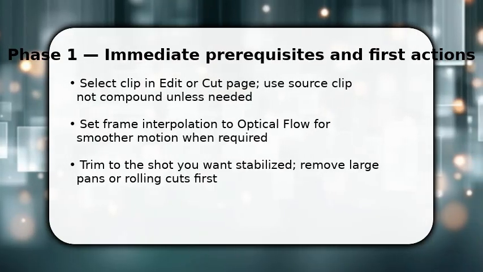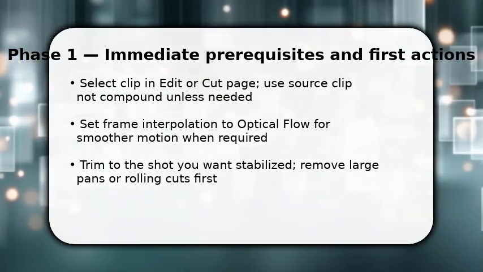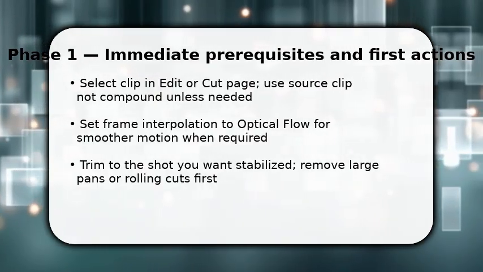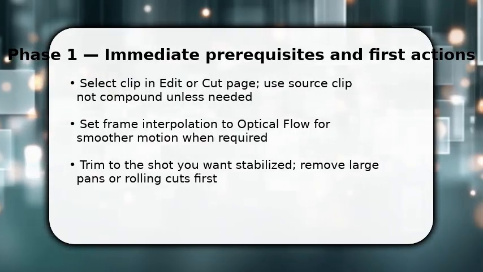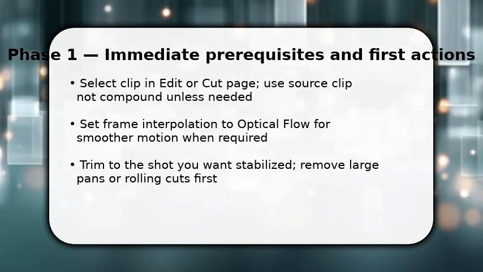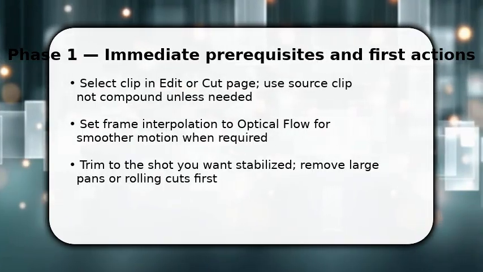You start by choosing the exact clip and trimming away abrupt cuts so the stabilizer works on consistent motion. Open the clip inspector on the edit page because settings applied there affect the clip non-destructively. Once done, set the frame interpolation to optical flow if the shot has fast motion. This gives smoother results by generating intermediate frames.